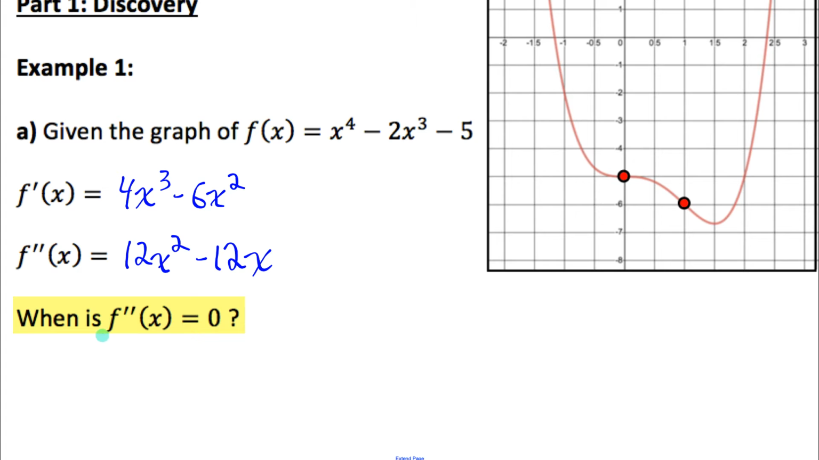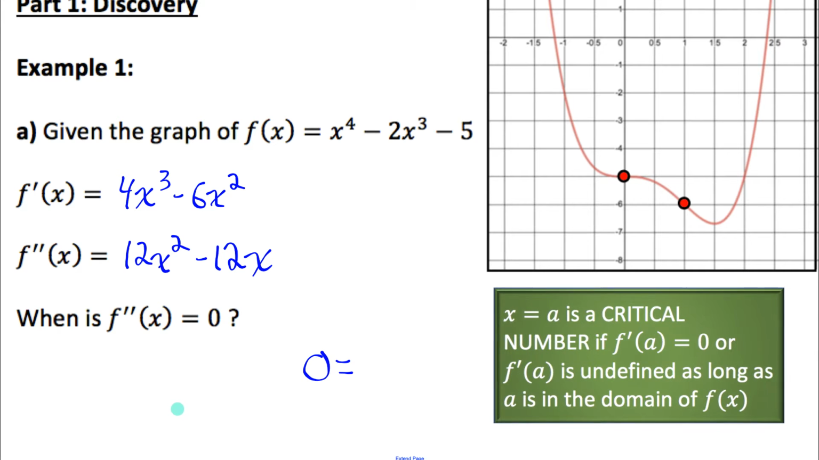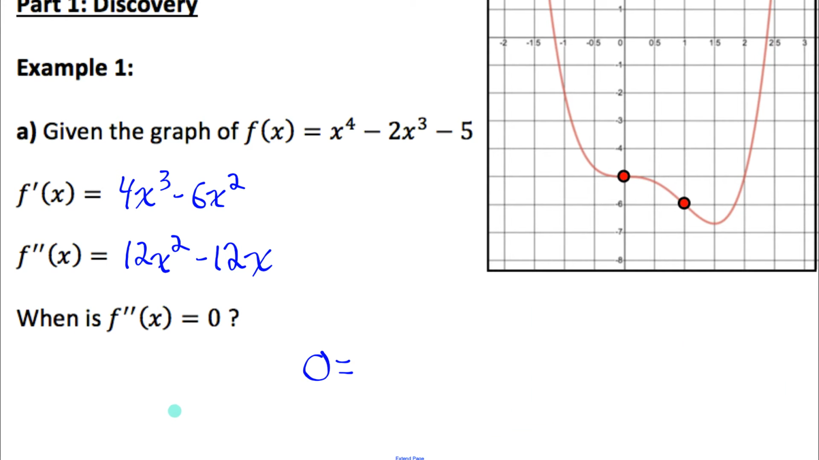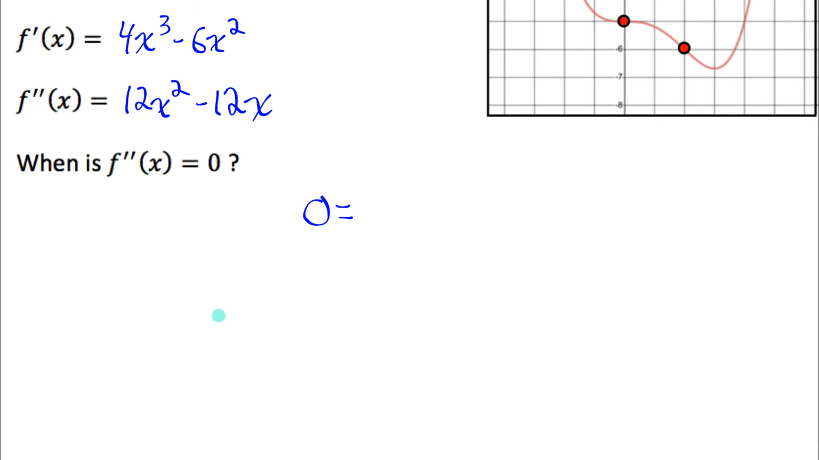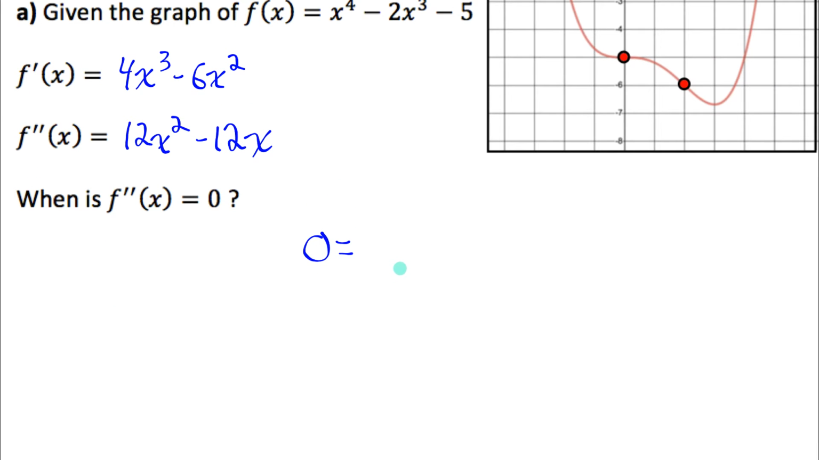And it says, when is the second derivative 0? So let's set that second derivative to 0 and solve. Earlier in the unit, we learned about how when the first derivative is 0, that's called a critical number, and it might represent a local min or max point. This lesson, we're going to be focusing on the second derivative, and when that's 0, what does that tell us about the function? So I'll set it to 0, and let me solve this.